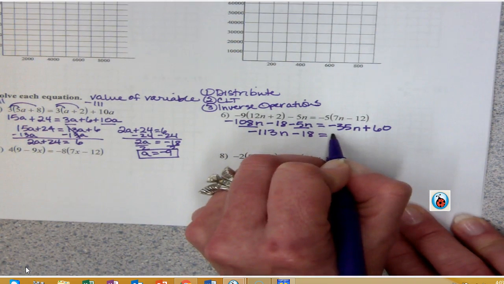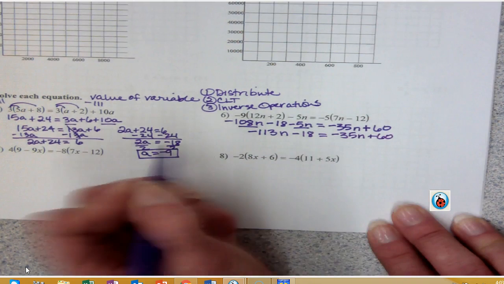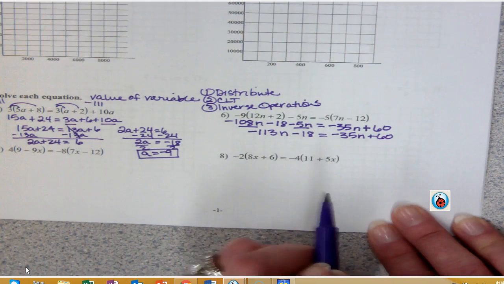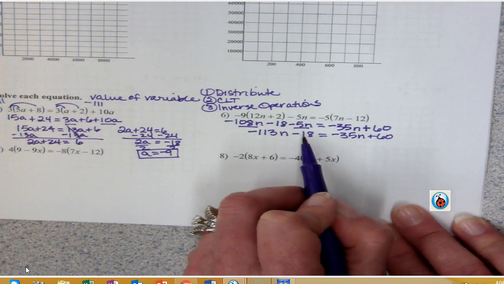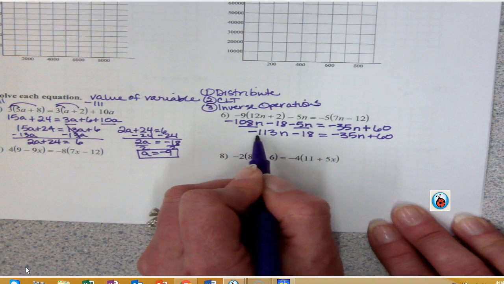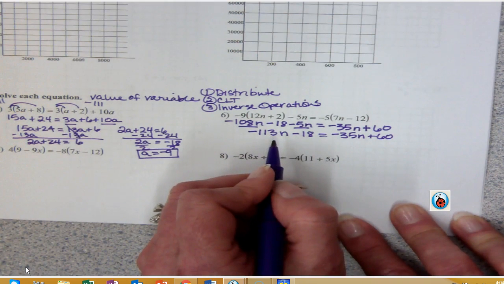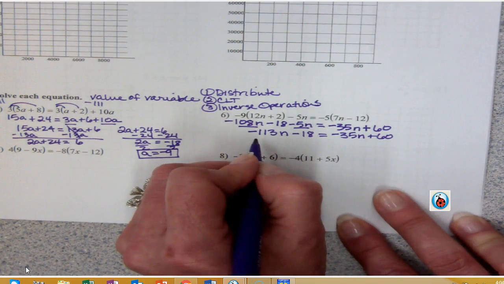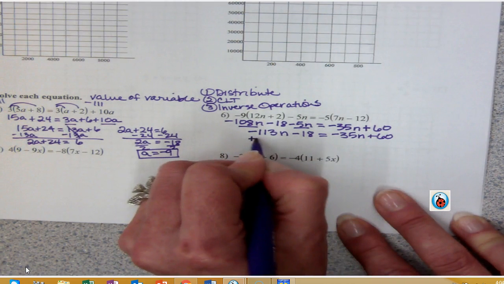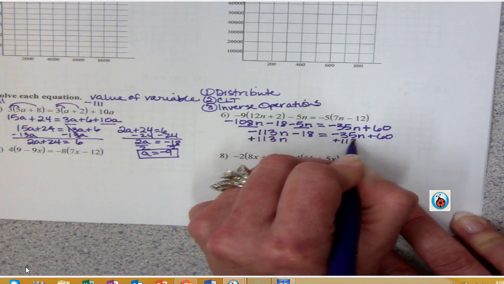Everything is combined already. So I can just bring that down. I haven't done anything to that side. Now I'm done simplifying there. So now I can start using my inverse operations. I am going to add. I like to keep my n positive because that makes it easier for me in the long run. I know that 113 is bigger than 35, so I'm going to add 113n to both sides.